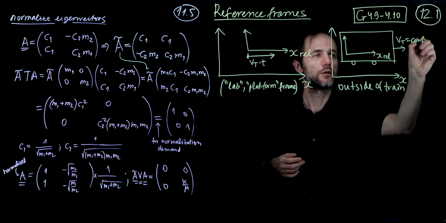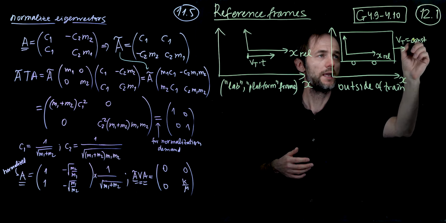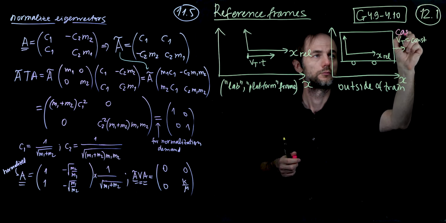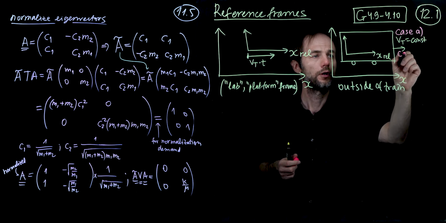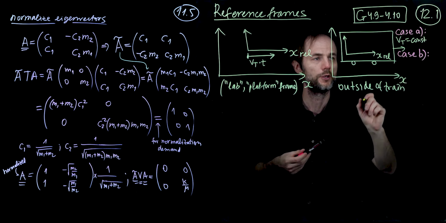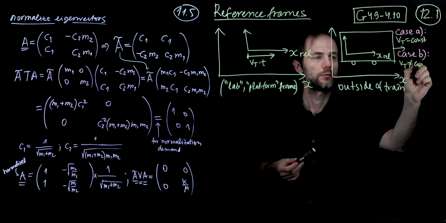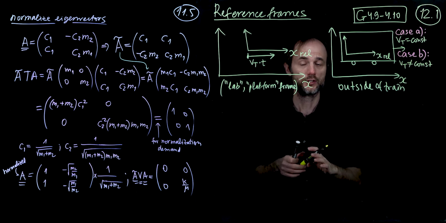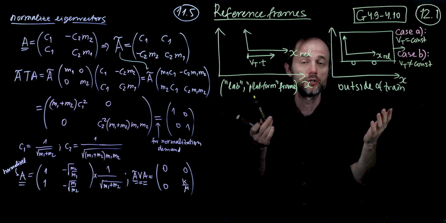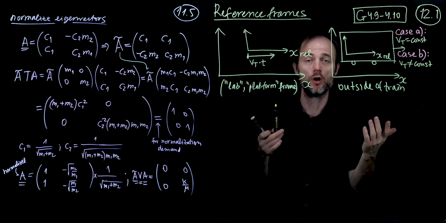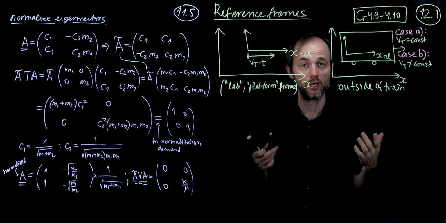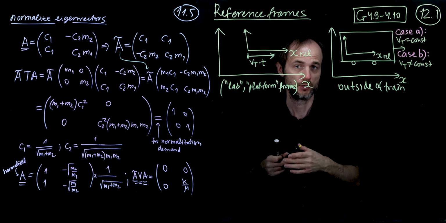Vt can be either a constant, which will be case A, or, as in case B, Vt will not be a constant. And we'll consider both of these cases. In the case of Vt equal to a constant, there will be no difference in the equations of motion because both are inertial frames, so that's a spoiler alert. And in the case when Vt is not a constant, there will be inertial forces.